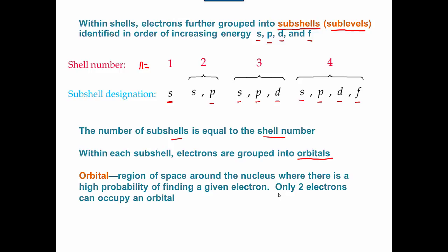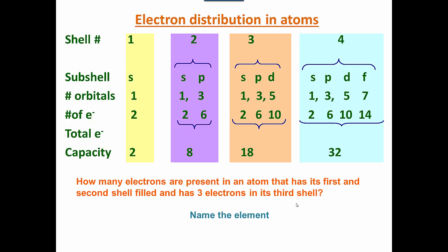So it turns out in an orbital, we have a maximum of 2 electrons. So a maximum of 2 electrons can occupy an orbital. 3 electrons cannot occupy an orbital. 4 electrons cannot occupy an orbital. 1 electron can occupy an orbital, and 2 electrons can occupy an orbital. So the maximum number of electrons that can occupy an orbital would be 2 electrons.